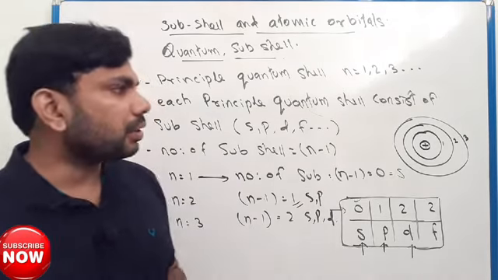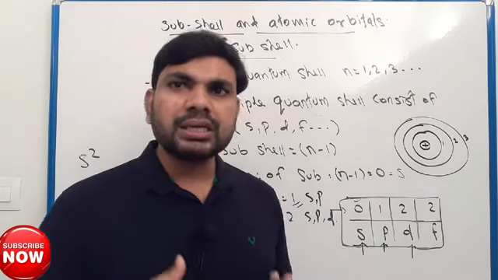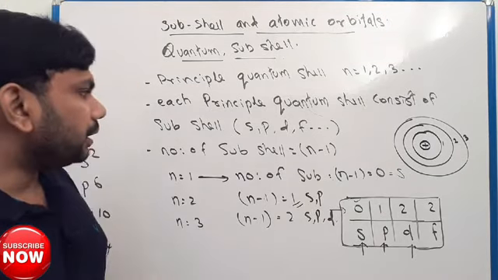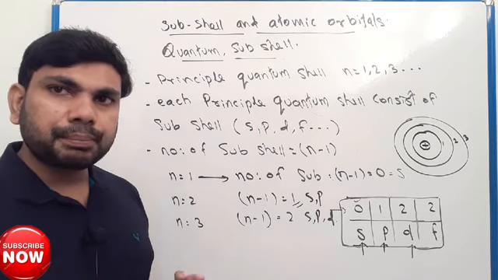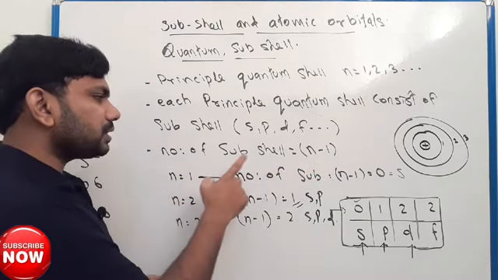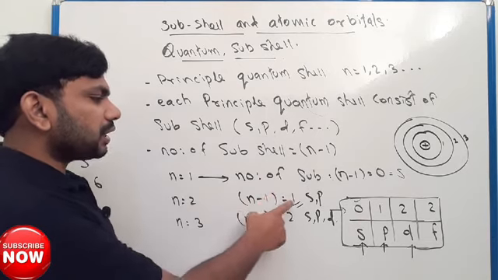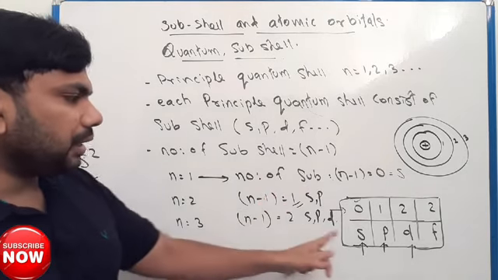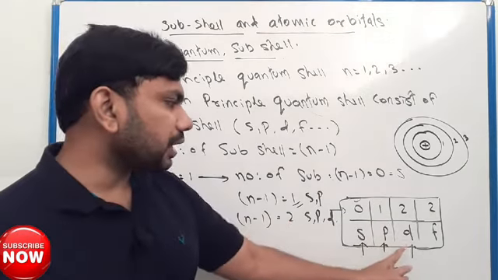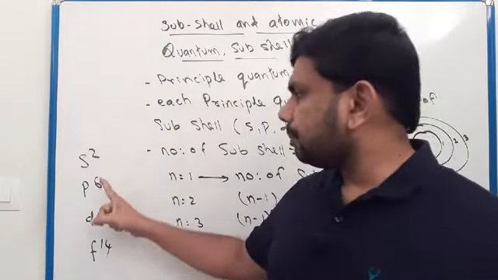So here we discussed principal quantum shells, n equal to 1, 2, 3. Each principal quantum shell again consists of subshells, represented by s, p, d, f. To find the number of subshells in each principal quantum shell, we use the equation n minus 1. For the first energy level, n minus 1 is 0, which means only one subshell, s. If you get 1, there are two subshells, s and p. If you get 2, there are three subshells, s, p, d. Clear?